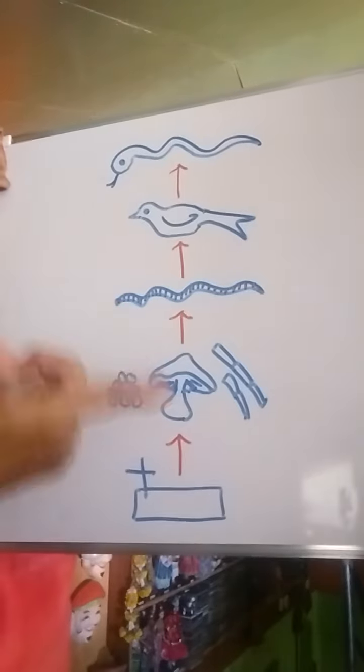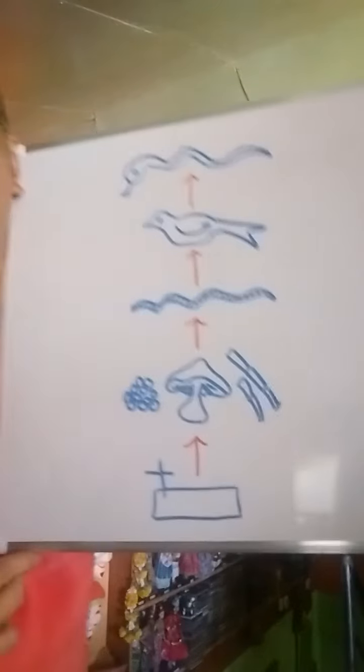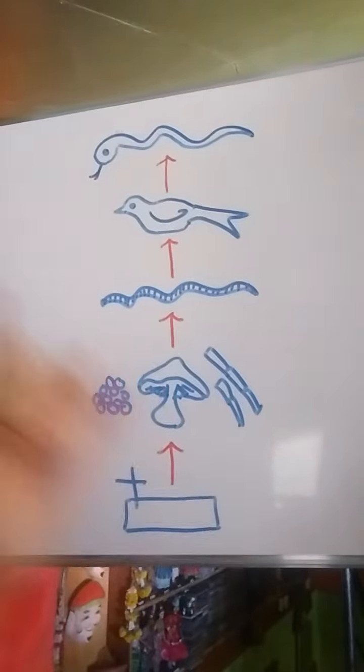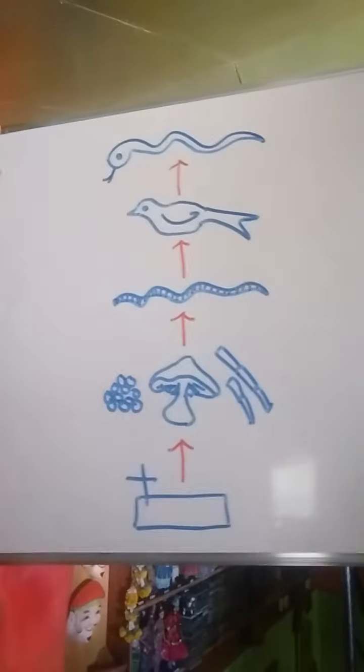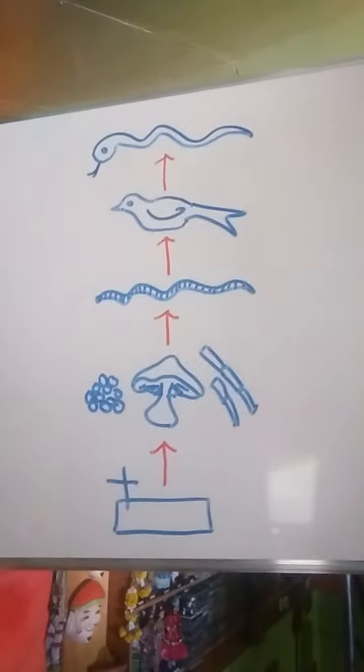Now, if these bacteria and fungi become food for the earthworm, the earthworm now occupies the third trophic level. Now, if the earthworm feeds on the fungi, it becomes a fungivore. If the earthworm feeds on the bacteria, it becomes a bacterivore.